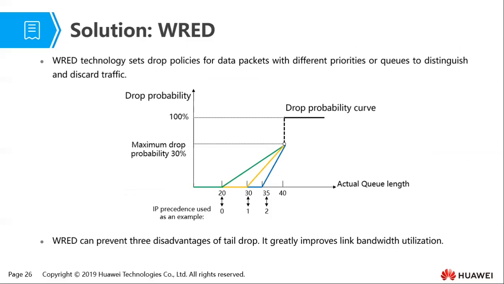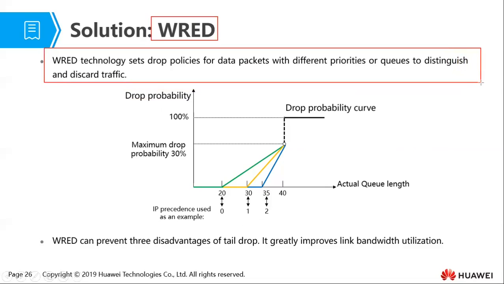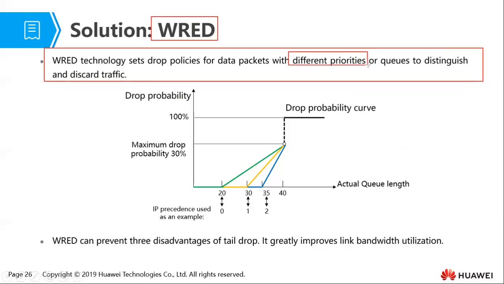Tail drop may cause much non-key data to be forwarded, whereas much key data is discarded. So the solution to tail drop is what we call weighted random early detection. So how does it work? Weighted random early detection sets drop policies for data packets with different priorities or queues, to distinguish and discard traffic.